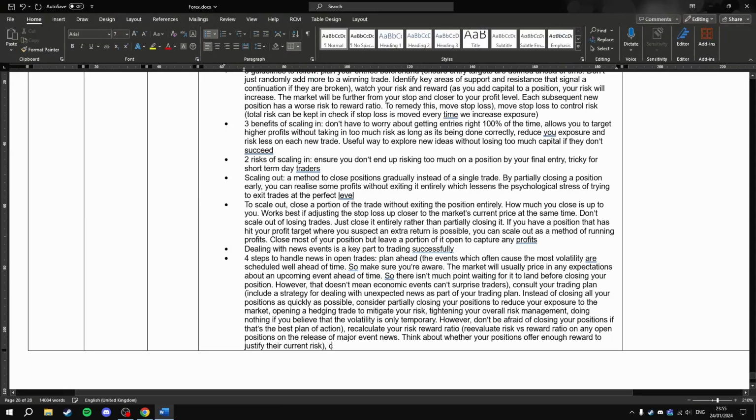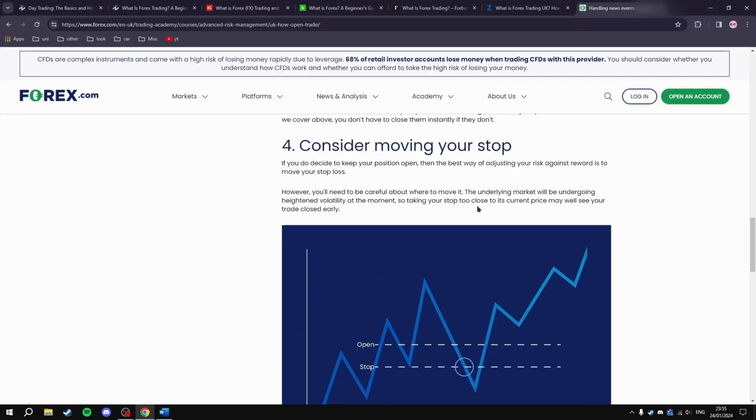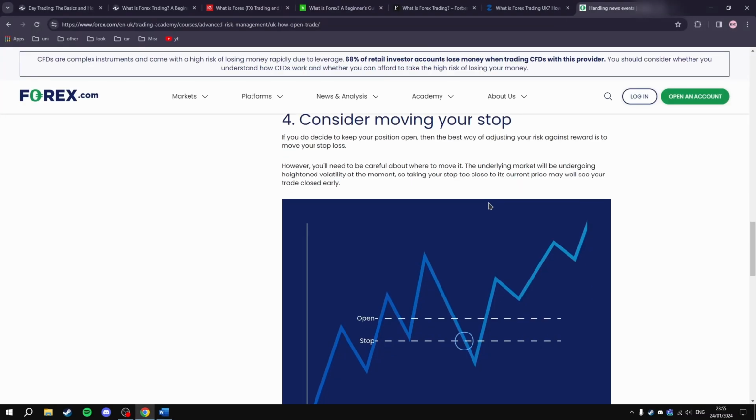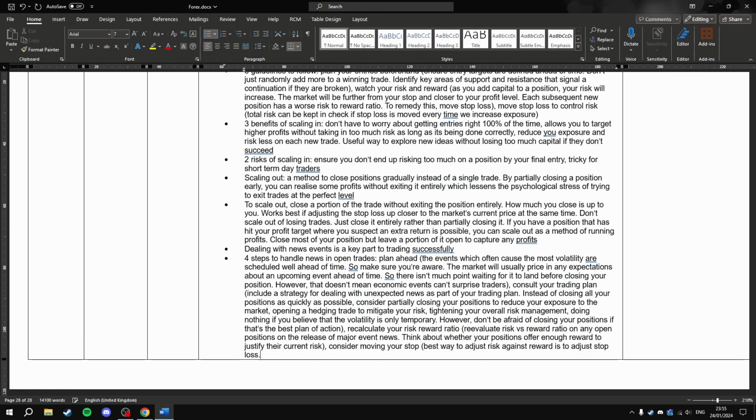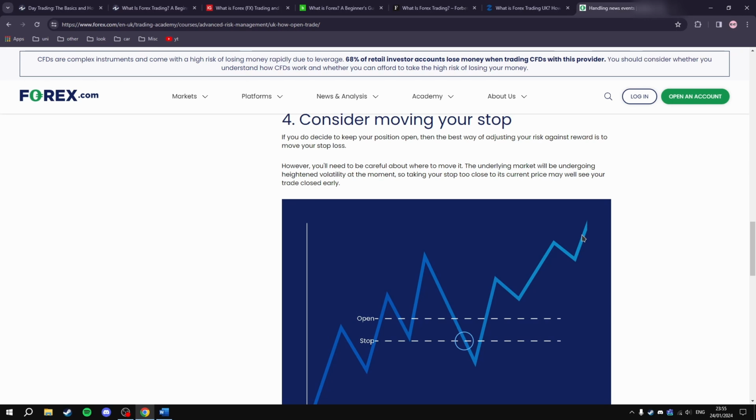Consider moving your stop. If you do decide to keep positions open, then the best way of adjusting your risk against reward is to move your stop loss. However, you'll need to be careful about where to move it.